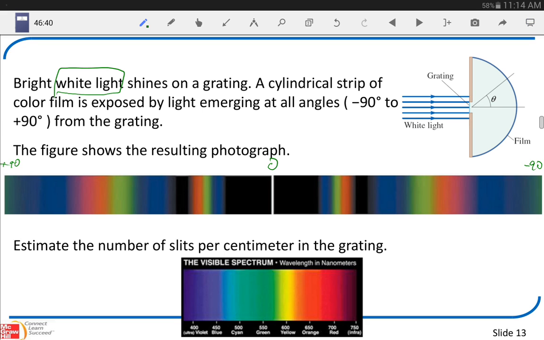How many slits do I have per centimeter? How in the world can I answer that? I know I have constructive interference if sine theta sub m is equal to m lambda over d. That's the only thing I have for a diffraction grating. How can I use this information to find what the slit size is, or what the separation between slits then is?